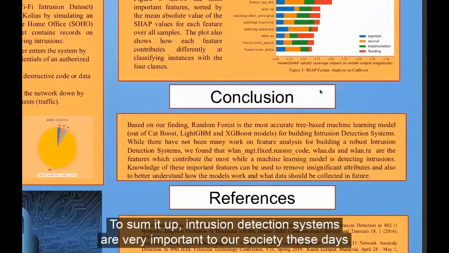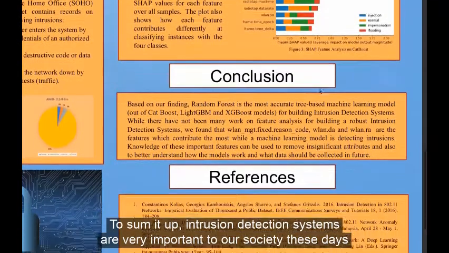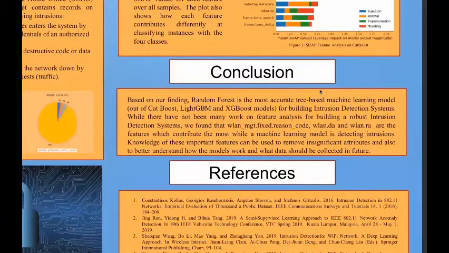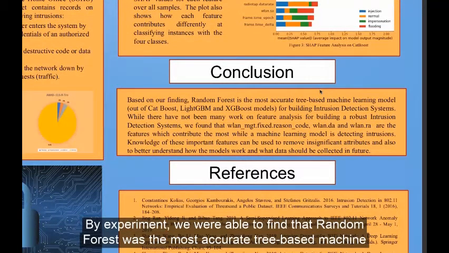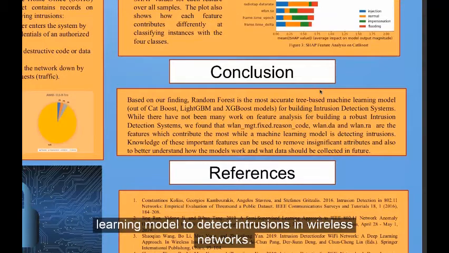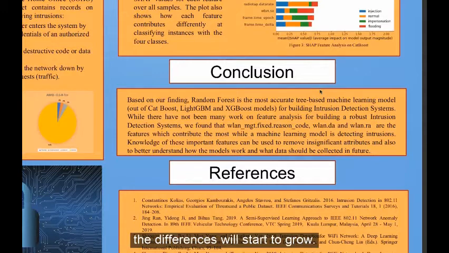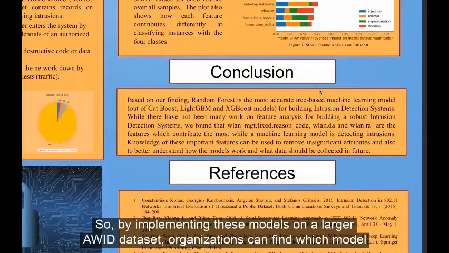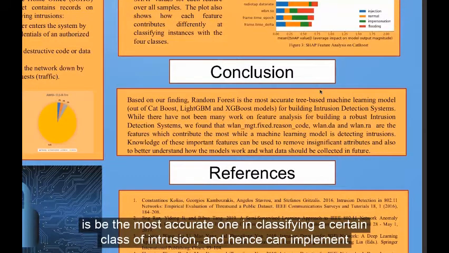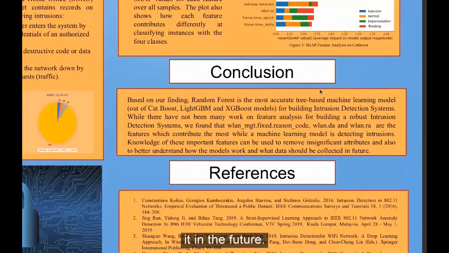So to sum it up, intrusion detection systems are very important to our society these days. By experiment, we were able to find that the random forest was the most accurate tree-based machine learning model to detect intrusions in wireless networks. While we cannot see a lot of difference in accuracy of these models, with a larger dataset, the differences will start to grow. So by implementing these models on a larger AWID dataset, organizations can find which model is the most accurate one in classifying a certain class of intrusion and hence can implement it in the future.